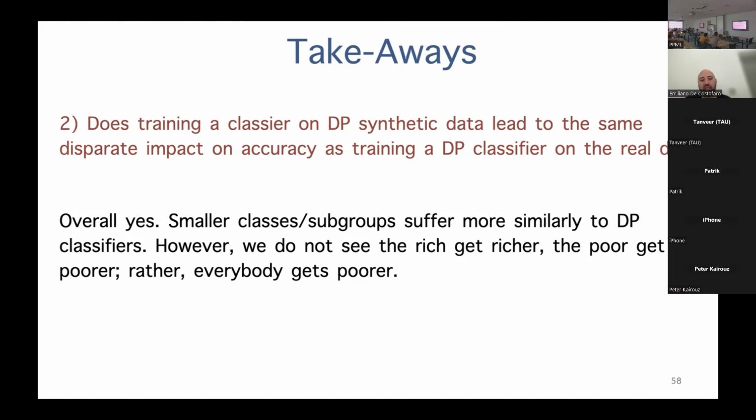So we do see that smaller classes, subgroups suffer more, and this is similar to what happens in previous work on differential privacy and on classifiers. But we don't see something like, okay, the rich get richer, the poor get poorer, but we actually see that everybody gets poorer, like everybody gets worse accuracy.